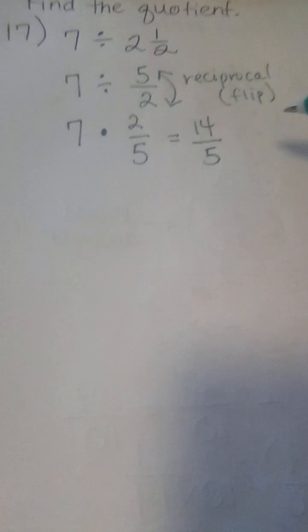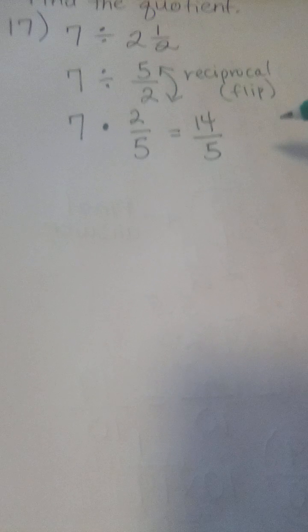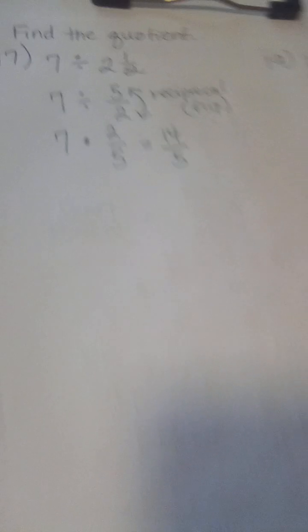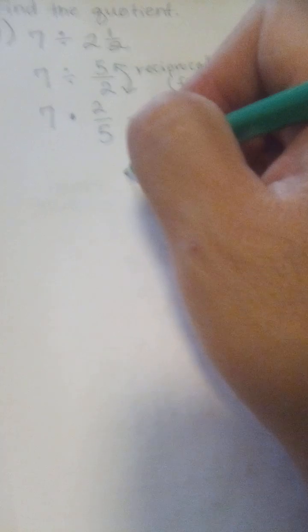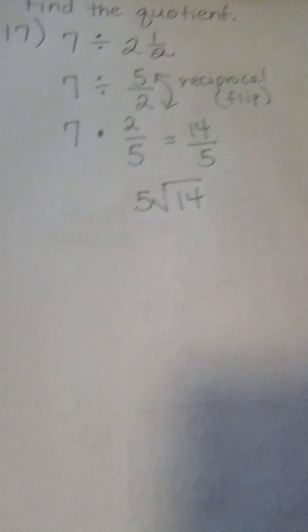7 times 2, which is 14, over 5. Now, any questions on this part? All right. Turn this into a mixed number. What goes inside the box? The 14, right? 5 goes outside the box.